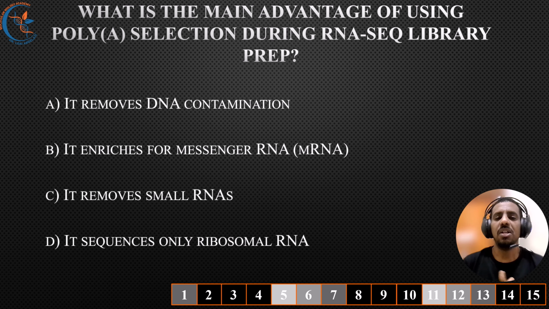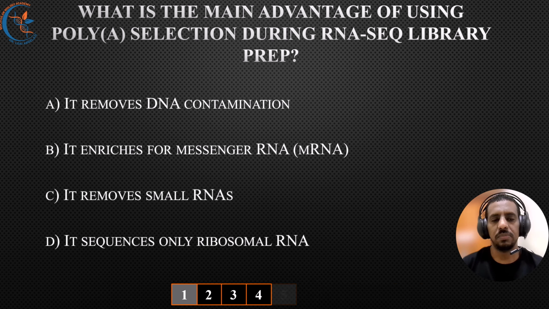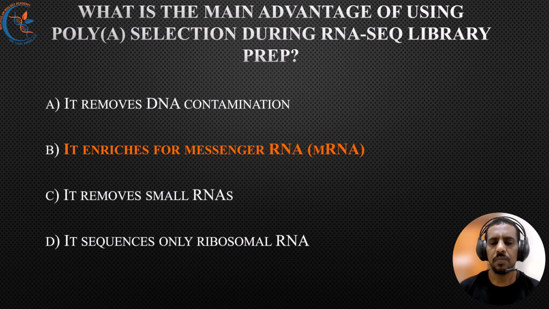All right, the question here. What is the main advantage of using poly A selection during RNA sequencing library preparation? The correct answer is enriches for messenger RNA. But let me explain it. Actually, poly-A selection in RNA sequencing helps enrich for messenger RNA by targeting poly-A tails on mature transcripts.